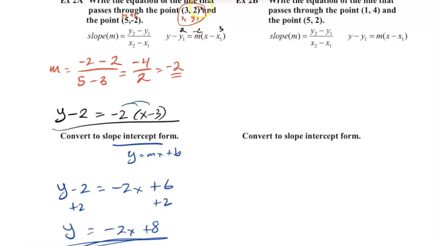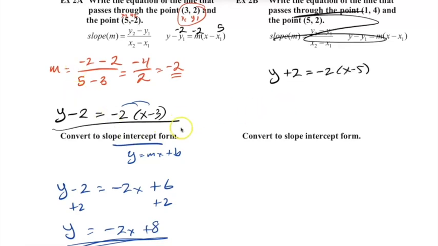Now you might be wondering, what if I use, instead of using 3, 2, I use 5 and negative 2? You would have the exact same answer. So let's do this here. Instead of using these, what if I use 5 and negative 2 for my point? I'm going to do it over here. So we would have this as our equation originally, like that. This looks very different, right? But if you put it in slope-intercept form, you can get the exact same answer.